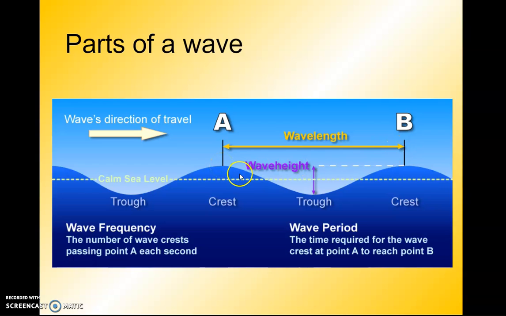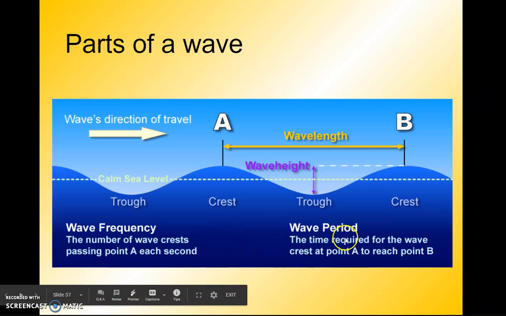The distance between crest to crest or trough to trough is called a wavelength, so from point A to point B. The wave height is the distance between the crest and the trough. The frequency is the number of wave crests passing a point each second. And then the period, the time it takes for the wave to crest at point A to reach point B.